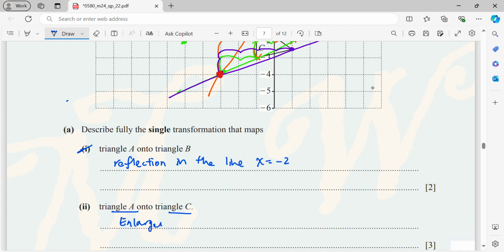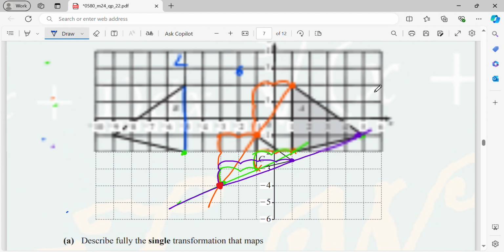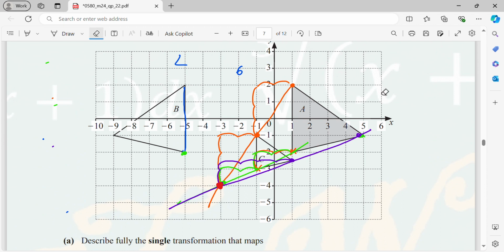Now, for the enlargement, other than the center of enlargement, you also need to write down the scale factor. Okay, now for the scale factor, you just check. So this I will erase. Alright, sorry.